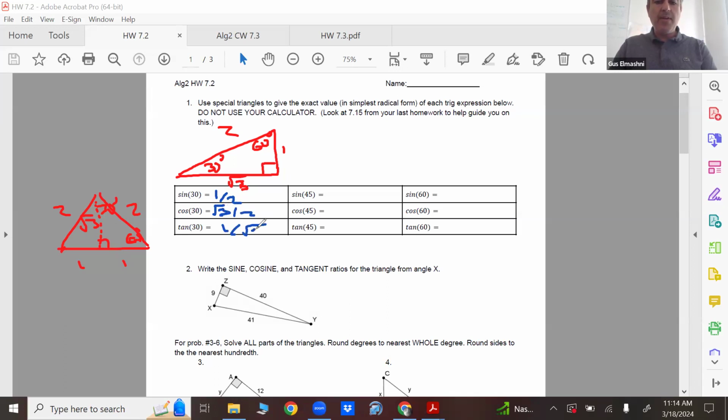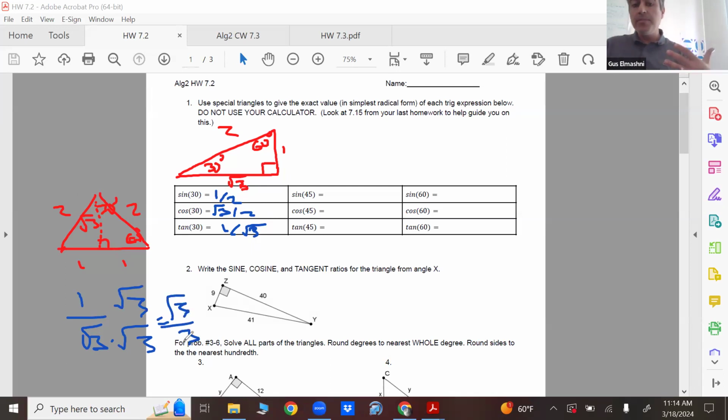I don't care if you rationalize the bottom or not, but it's good to know that 1 over root 3 can be expressed like this as well. That's yet another way you could express it when you rationalize the denominator, meaning remove the radical from the bottom.